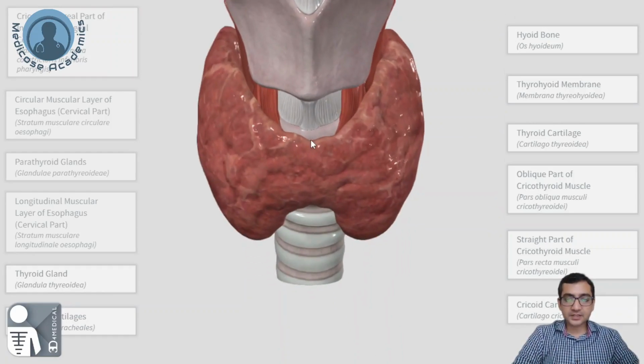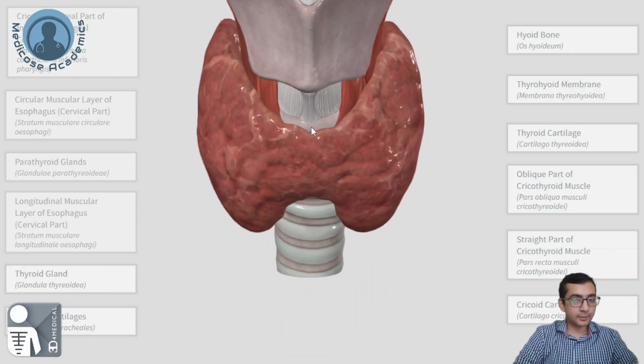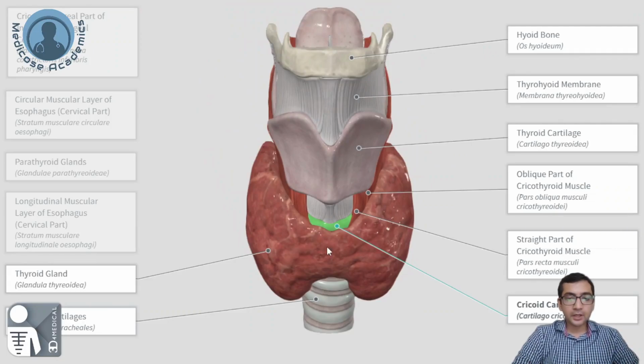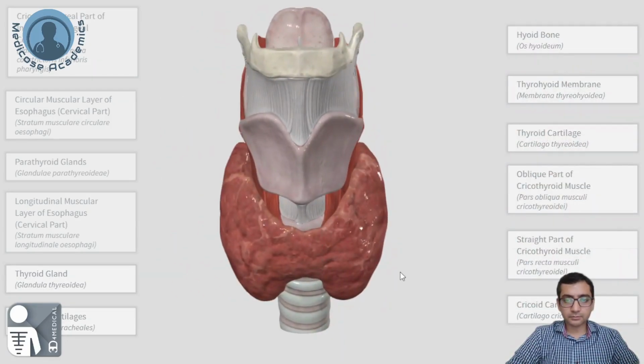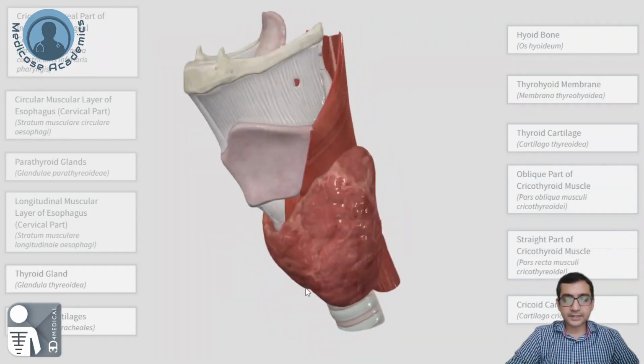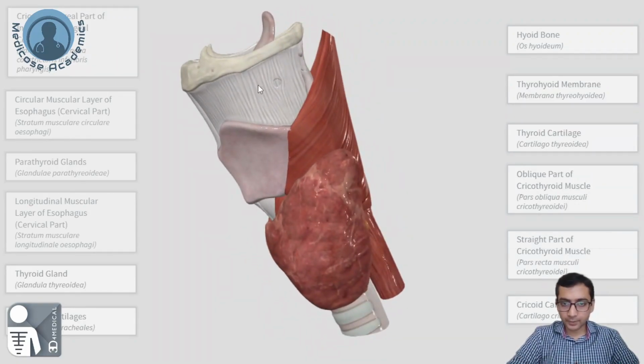You can see the isthmus is in front of the trachea. You are able to see the first tracheal ring below the cricoid cartilage. Usually the isthmus is present in front of tracheal rings 2, 3, and 4. Its weight is mentioned in the books, and the lobe is extending all the way up to the thyroid cartilage also.